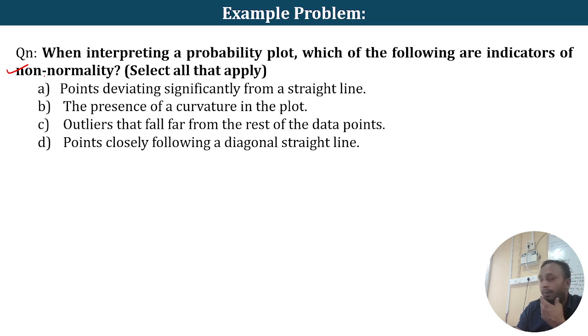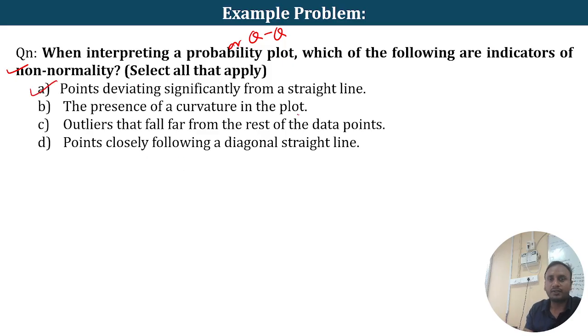When we are going to interpret a probability plot or the QQ plot, which of the following are indicators of non-normality? Points deviating significantly from the straight line. Correct? When they deviate from the straight line, it means it's becoming non-normal. When they follow the straight line, it's a normal distribution. So this option will be correct.